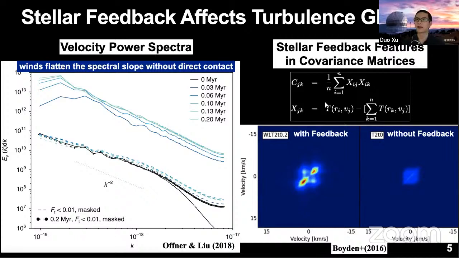Then feedback can also be highlighted in some statistical quantities, for example, the covariance matrix. Here are the synthetic observations. We conduct synthetic observations with feedback and without feedback. We see there are off-diagonal signatures, which indicate the high velocity components or coherent motion blobs that are coming from stellar feedback. So this quantity can give us some hint where there is feedback.